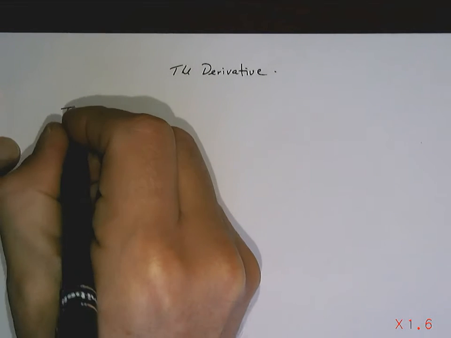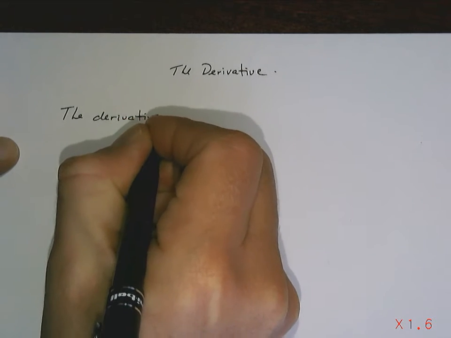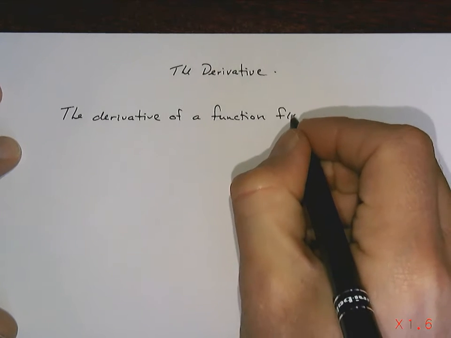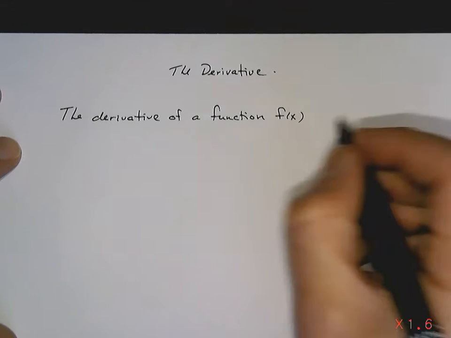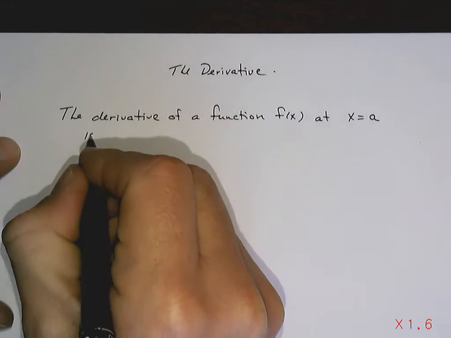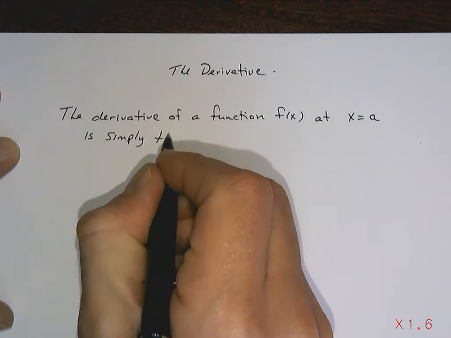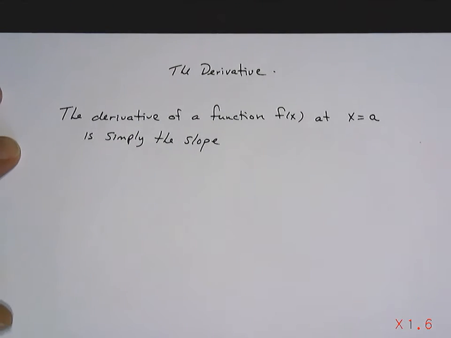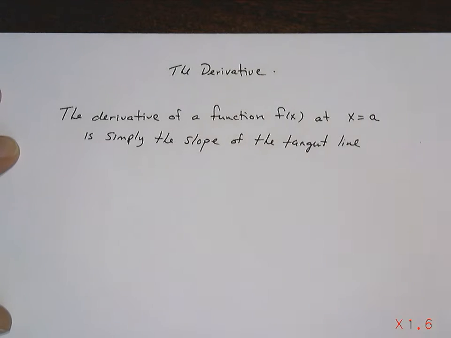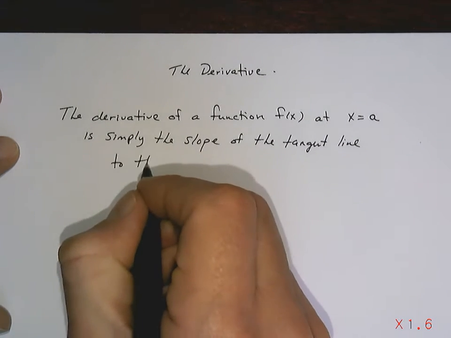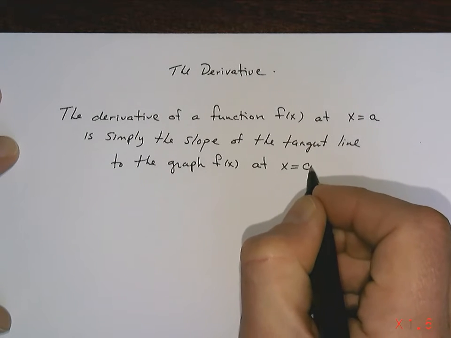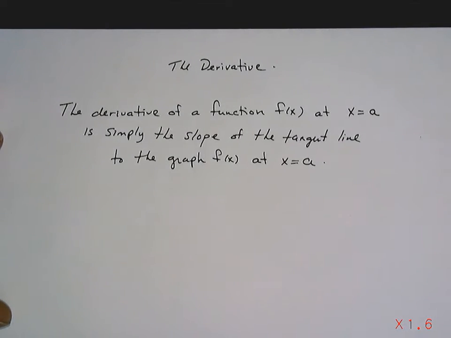The derivative of a function f of x, that's the name of the function, at x equals a is simply the slope of the tangent line to the graph f of x at x equals a. That's it. That's really it.